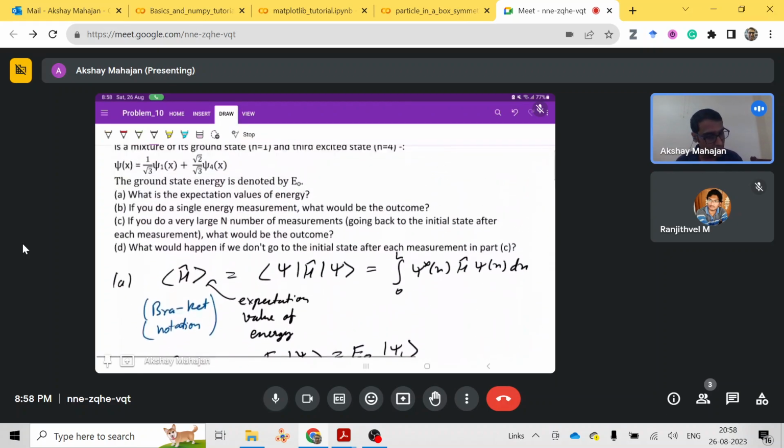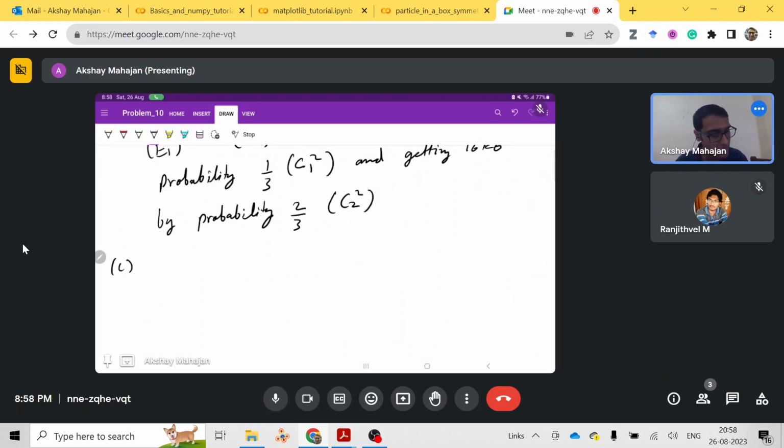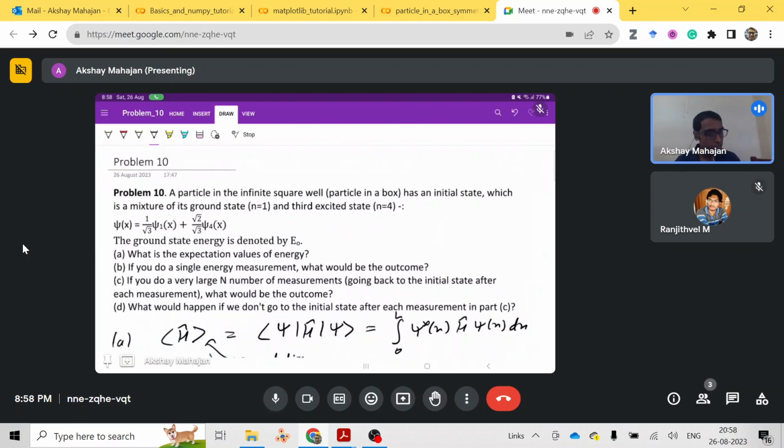Okay, now comes the interesting part. The interesting part is question part C. Now instead of doing a single measurement, we are doing a very large number n of measurements, but there is a catch. After every measurement we are going back to our initial state. That is a really important thing that we need to keep in mind, and we will see in part D why this is very important.